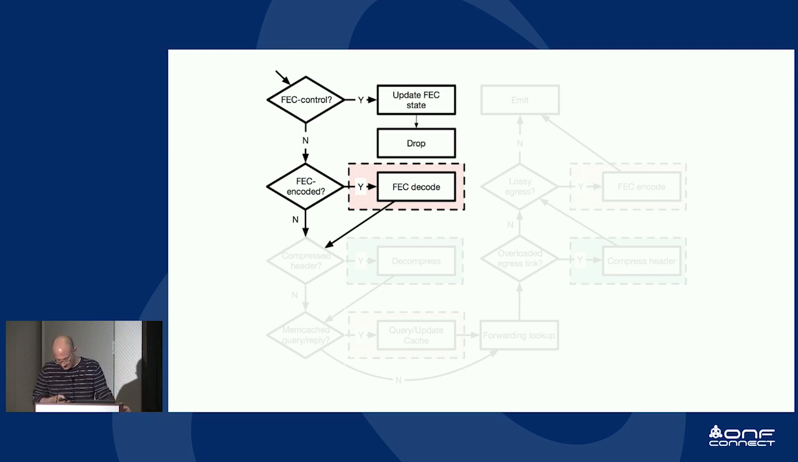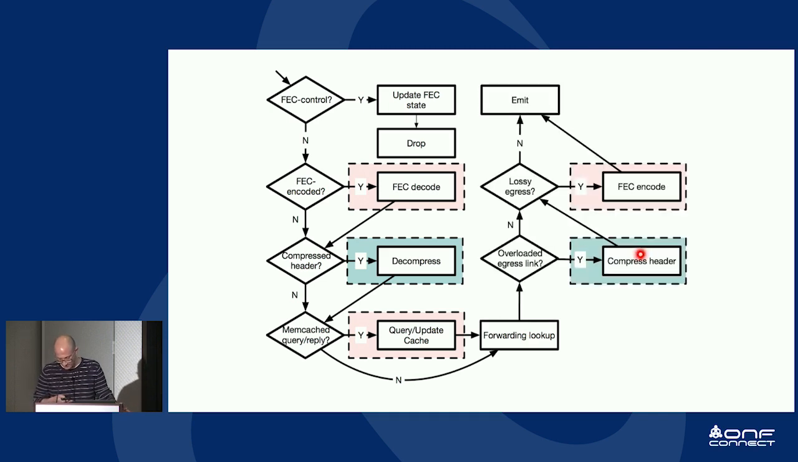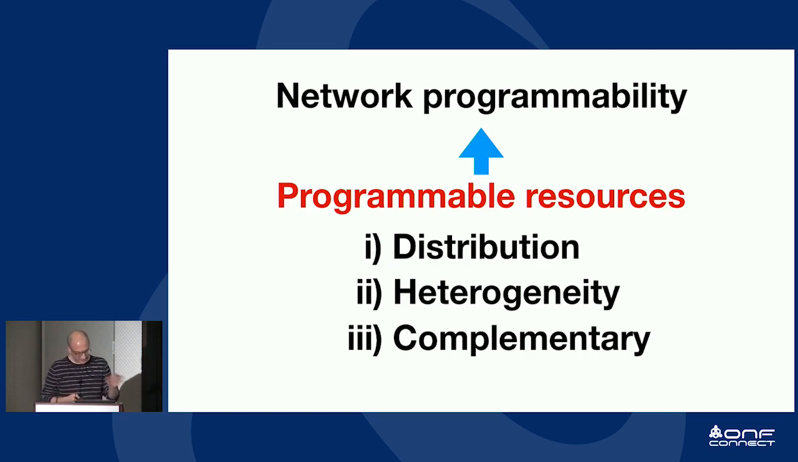Otherwise, if it's not a signal, I want to check if it's encoded. And if it is, I would want to decode it. I'll check if the header is compressed. And if it is, I'll decompress it. And then I'll check if it's a memcached query or reply. And if it is, then I'll put it through the cache. And then I do what the switch does, which is take a forwarding decision. And then the egress logic kicks in, right? So complementarily, I will compress the header if I have to, and I'll do the FEC encoding if I have to before emitting the packet. So we've seen the whole program. Now we're going to look at how to go about doing the disaggregation.